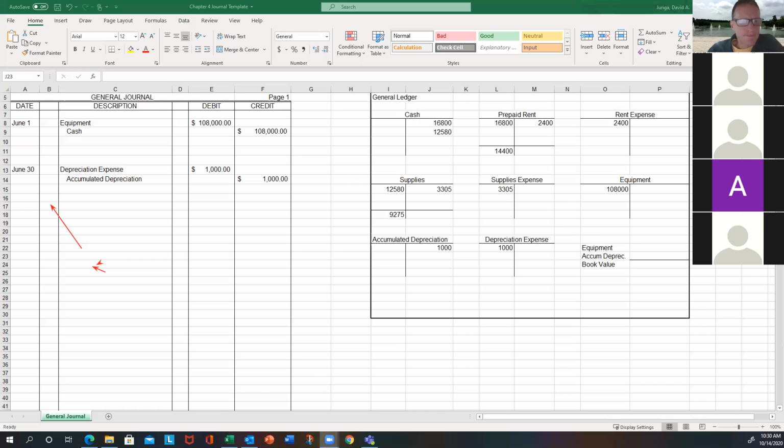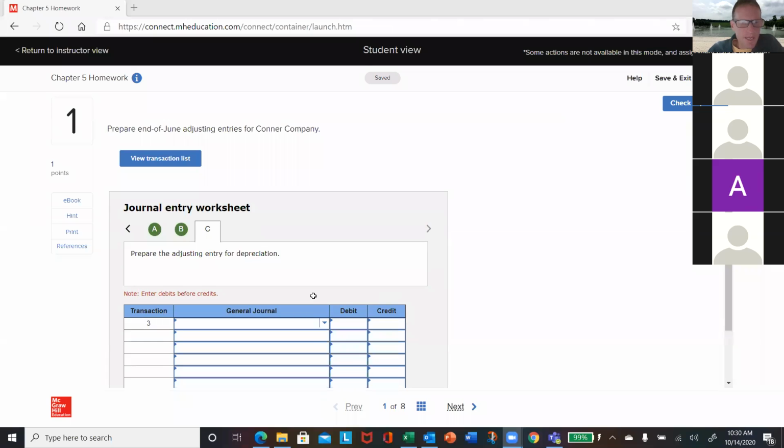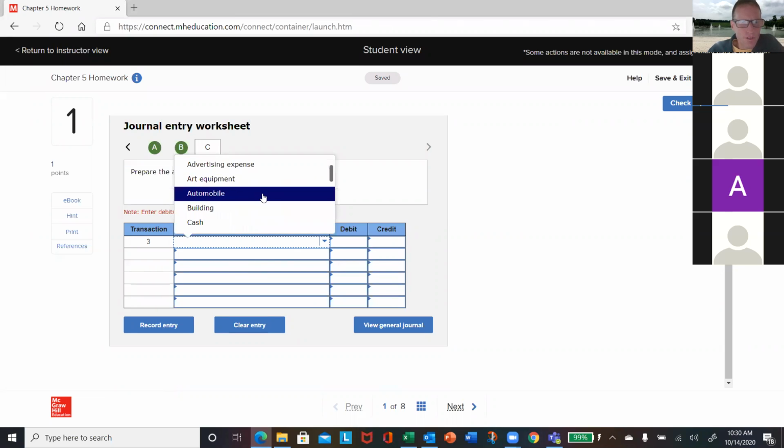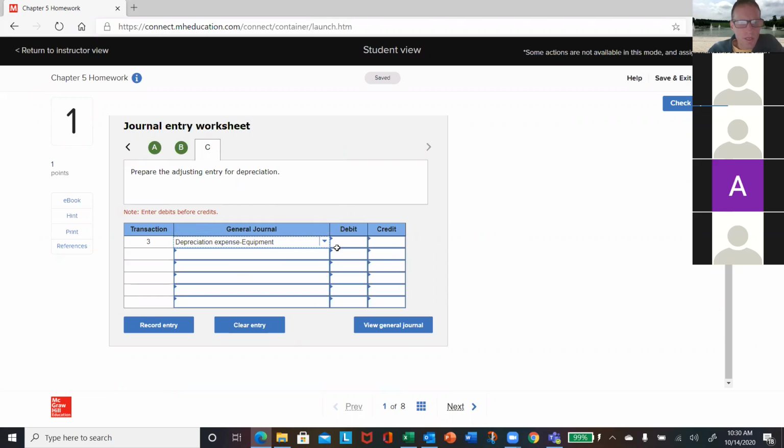All right. Well, let me go back real quick. So let's say I'm in the Connect assignment. Let's find the account. You'd say depreciation expense, debit 1,000, and then let's credit accumulated depreciation, equipment, 1,000.